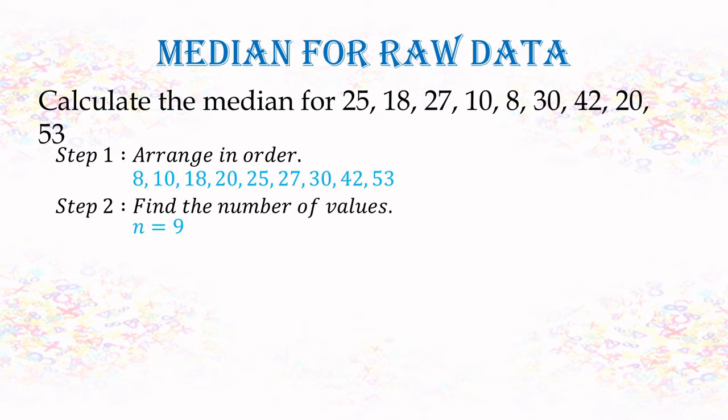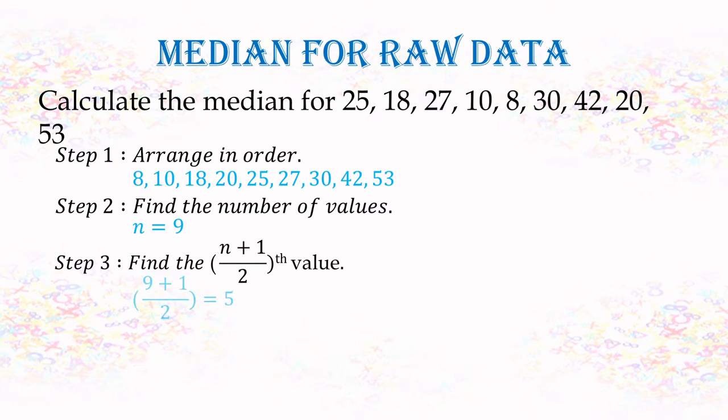After this, we have to find the value of (n plus 1) divided by 2. In this particular case, it is (9 plus 1) divided by 2, which is equal to 5. So, the fifth value from the arranged data would be the median. In this case, the fifth value is 25. So, 25 would be the median for this particular data.